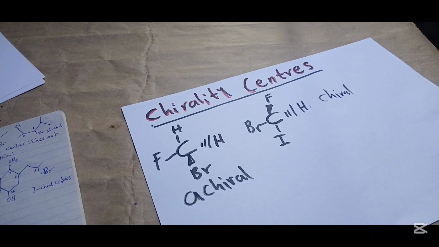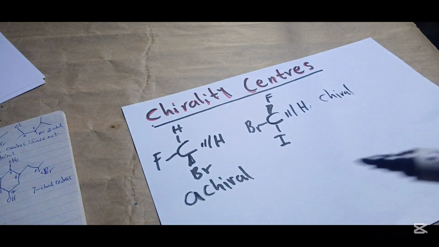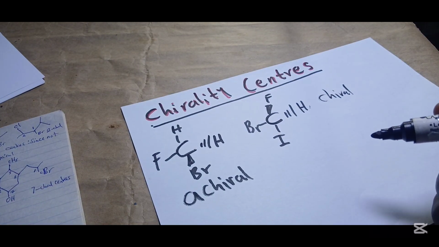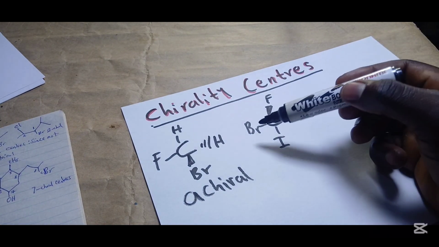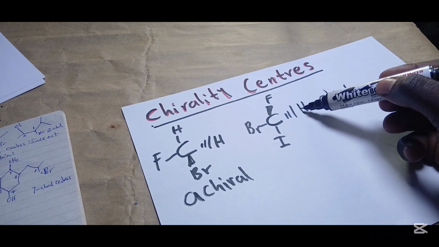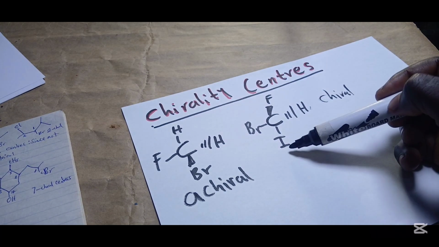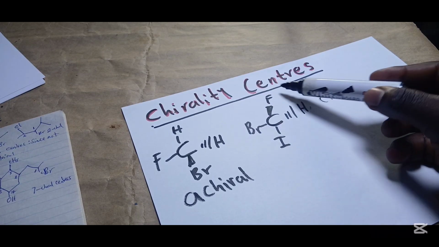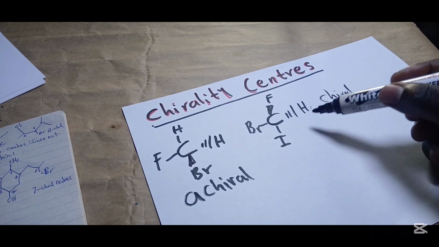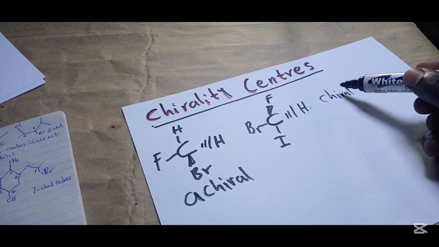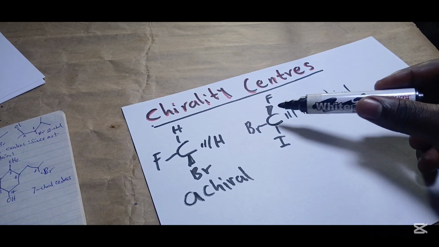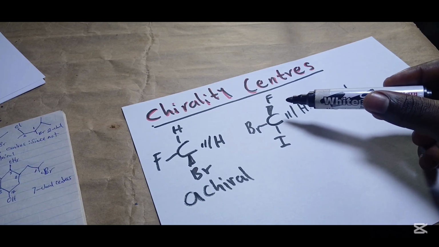A chirality center, or a chiral carbon, is a carbon with four different substituents attached to it. Looking at this carbon here, it has hydrogen attached to it, fluorine attached to it, bromine, iodine. So it has four different groups attached to it. So this carbon is a chiral carbon, and therefore the molecule here is a chiral molecule.